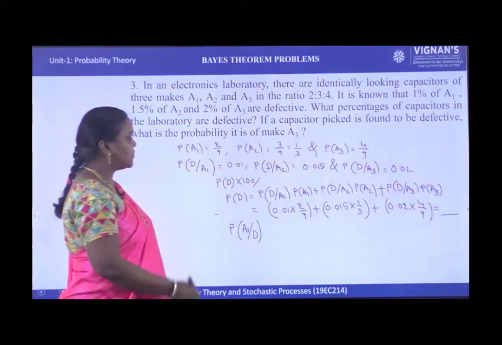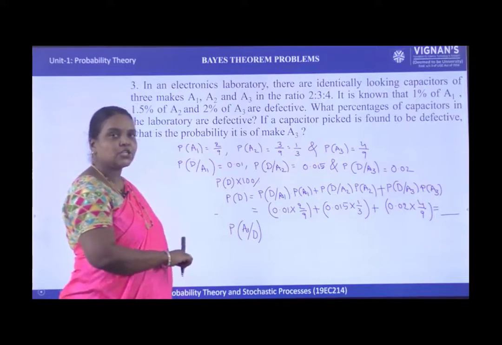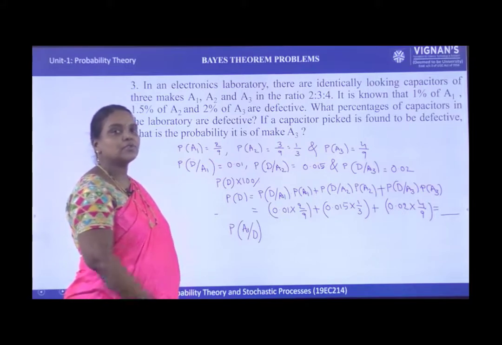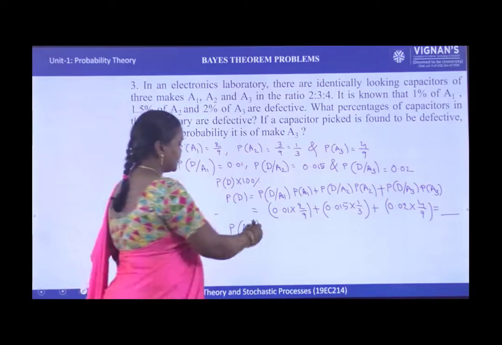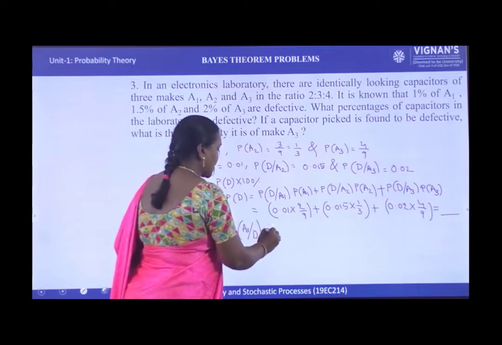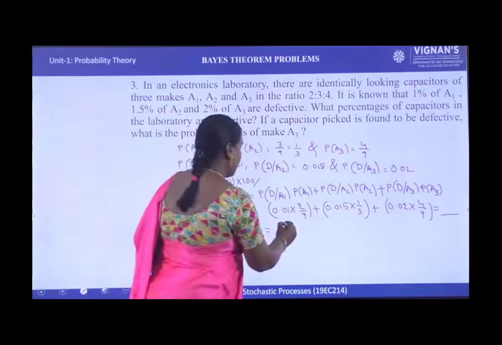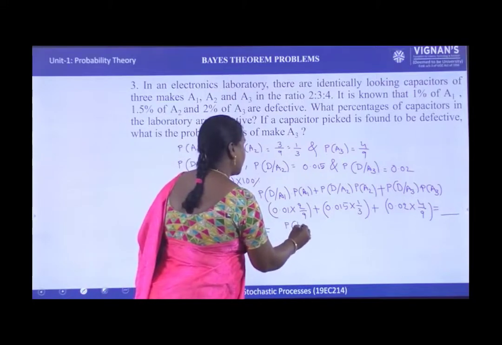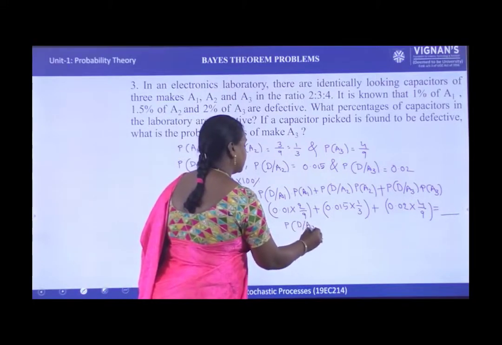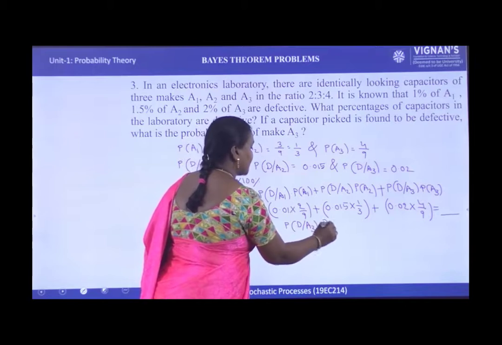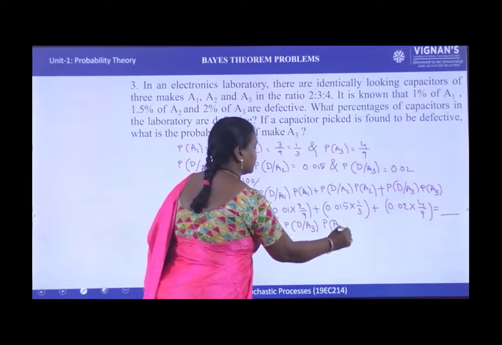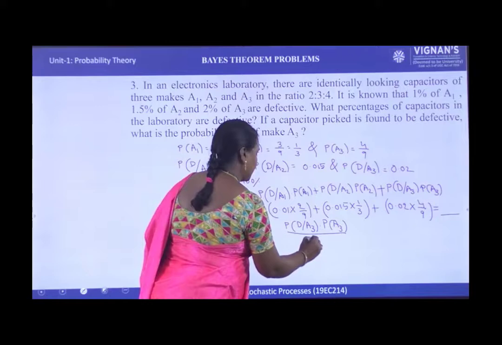So this one you need to find. So which theorem you need to apply? This is conditional probability. So we have to use Bayes theorem. So according to Bayes theorem, how can I write this? P of D by A3 into P of A3 by P of D.